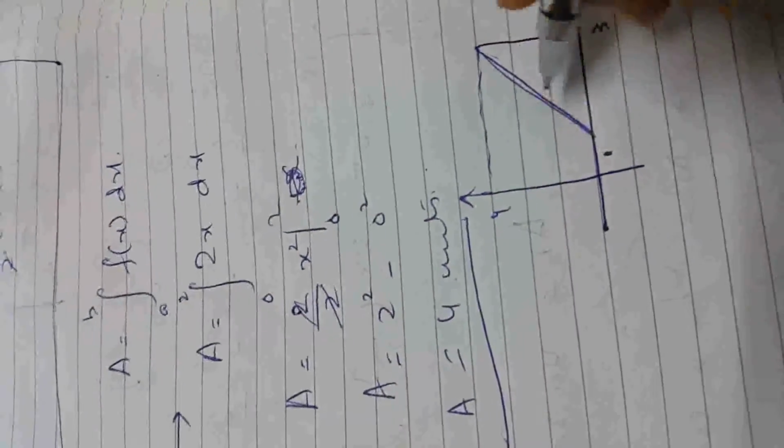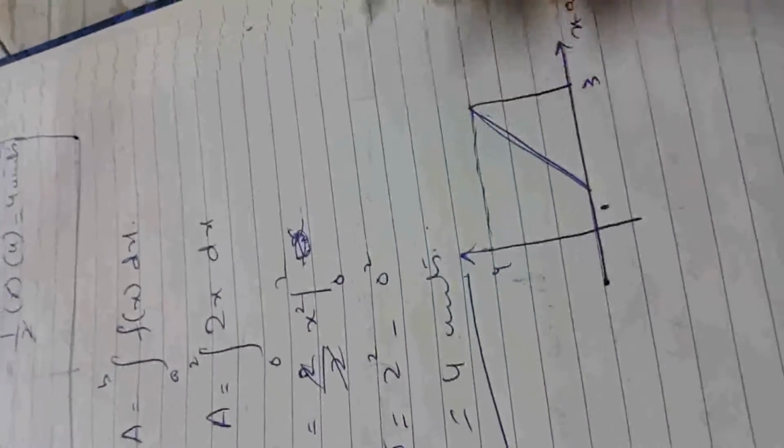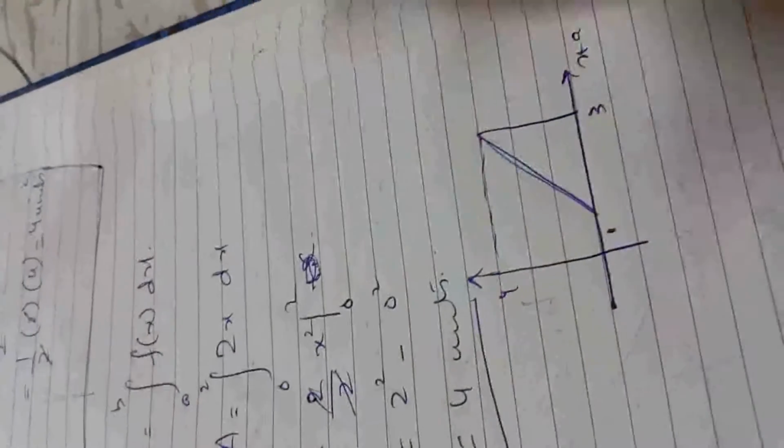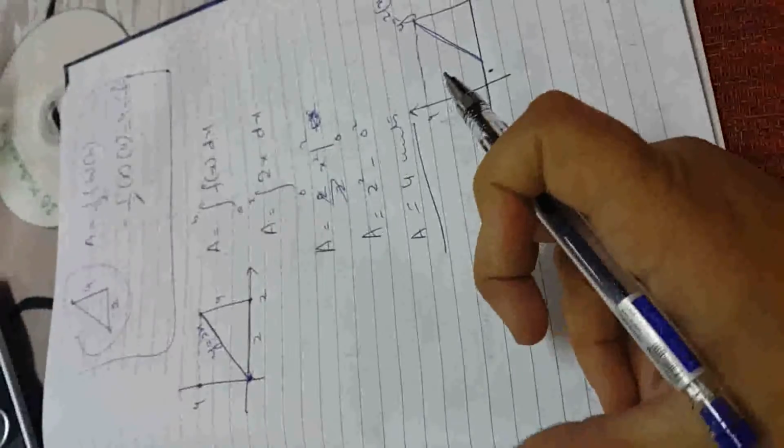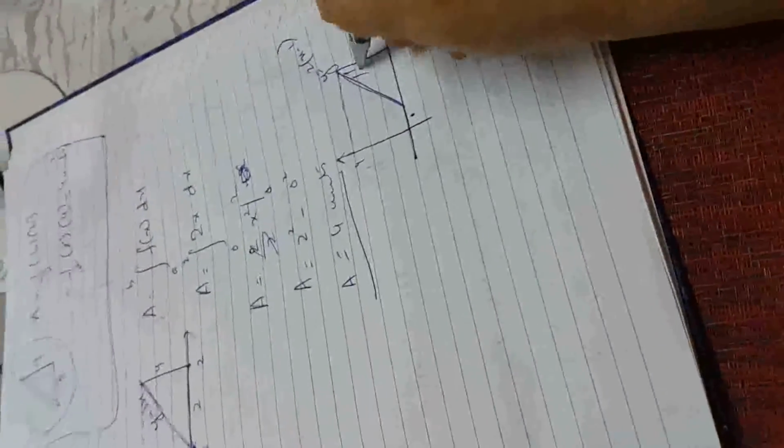Now the function has changed. First it was y is equal to 2x. Now you have deviated it on the x-axis by 1 unit. So now let's verify whether the area is still the same. Is this area still the same?